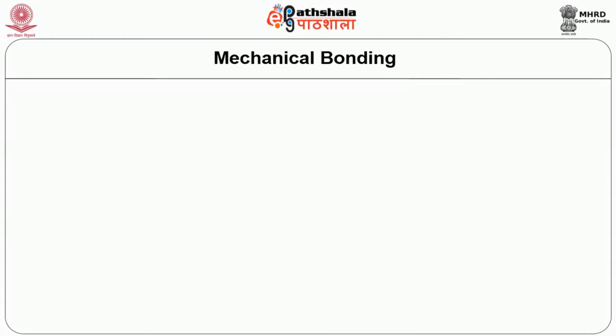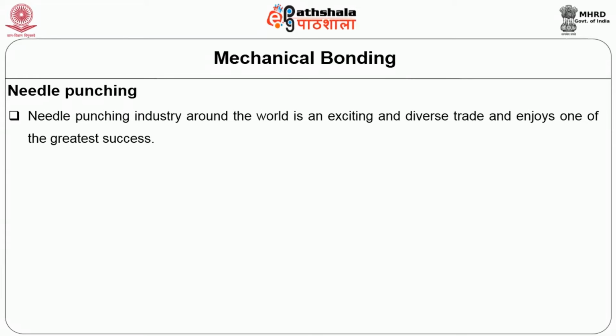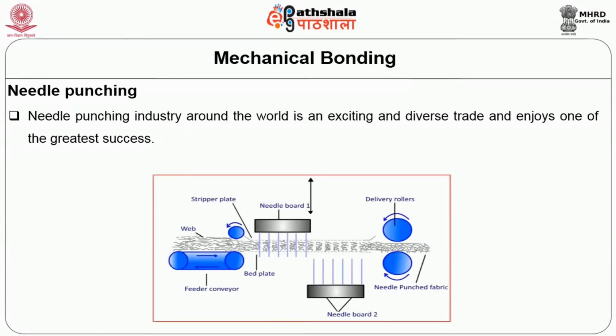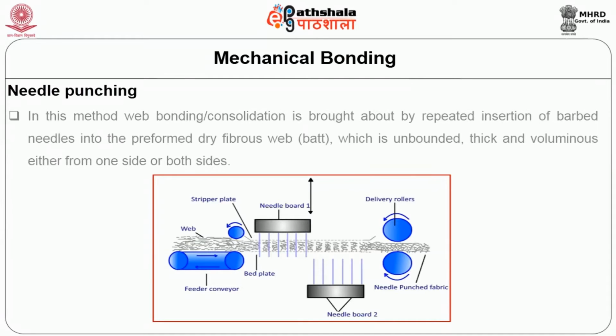Now we'll get into the details of the mechanical bonding process, that is the needle punching technique. The needle punching industry around the world is an exciting and diverse trade and enjoys one of the greatest successes. In this method, web bonding or consolidation is brought about by a repeated insertion of barbed needles into the preformed dry fibrous web, which is also called a bat, which is unbound, thick and voluminous, either from one side or from both the sides.